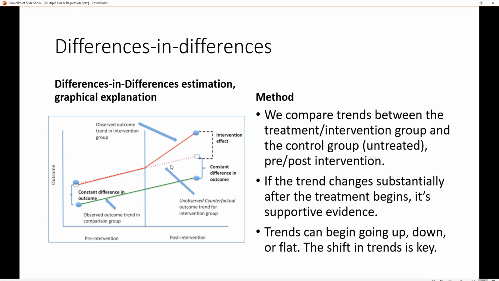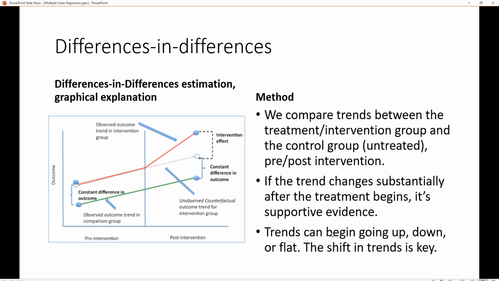And then once you have that value, you can see what the intervention effect is, and you see there was an improvement in this graph in that increase. The intervention effect tells us how much of a benefit that intervention was. If the trend changes substantially after the treatment begins, it's supportive evidence, and we see that here.